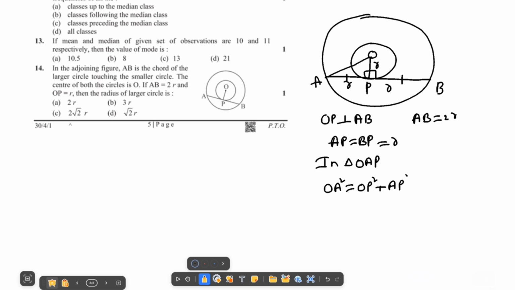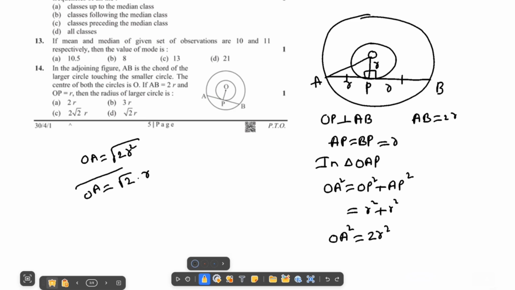Now let's substitute the values. OP is R, AP is also R, so R square plus R square. That means OA square is equal to 2R square. That means OA will be equal to square root of 2R square. So this R square will come out of the root. Now the answer will be root 2 into R. OA, the radius of larger circle. OA is the radius of the larger circle, and that will be equal to root 2 into R. So now let's check which option has this one. So option D is the right answer.